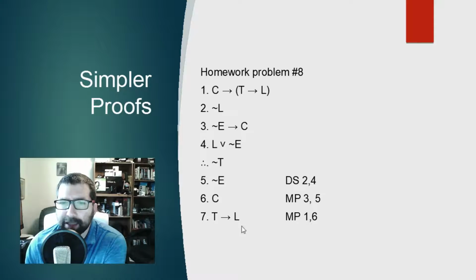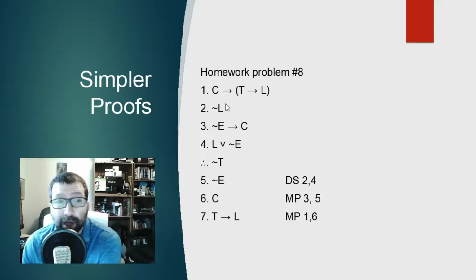We're trying to get the not T, so we would need not L to do a modus tollens. And you notice we already have not L here on 2. Now, we already used 2 over here in order to get 5, since we did a DS on 2 and 4. So can we still use 2? Of course. It's always live. It's always available, just like the Sudoku puzzles. So we've got now not T using modus tollens on 2 and 7.